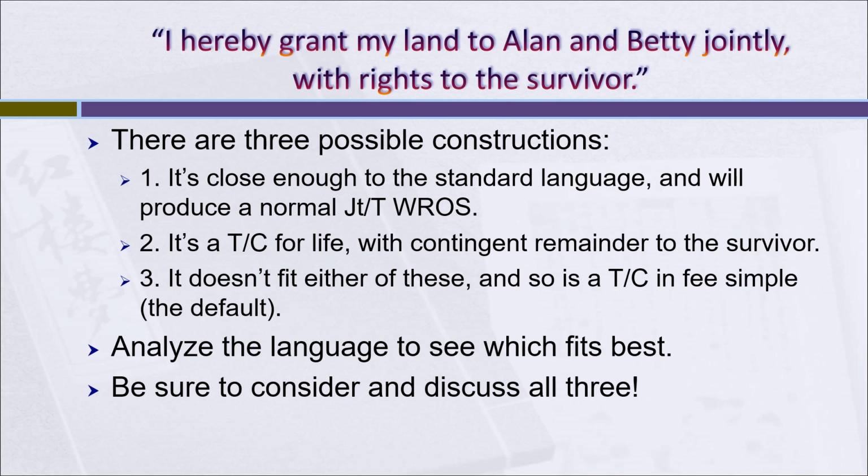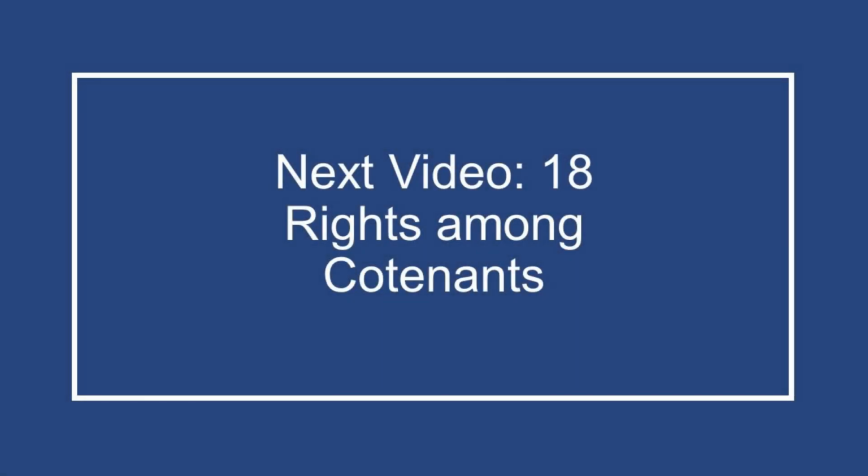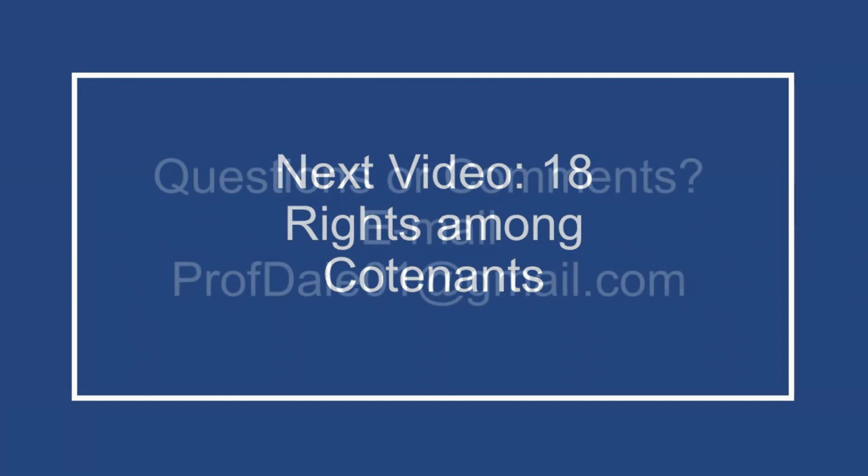Probably the grade you get on your exam will have little or nothing to do with the outcome that you choose, but it will have everything to do with your ability to recognize the three possibilities and make some plausible argument about which of the three categories the language will be fit into. That winds up our discussion of severance of joint tenancies. In our next video, we'll talk about rights among the cotenants.